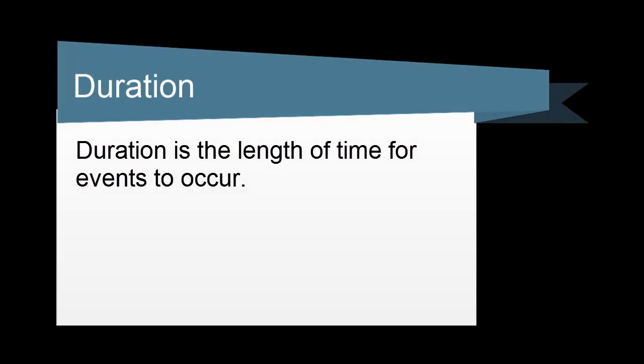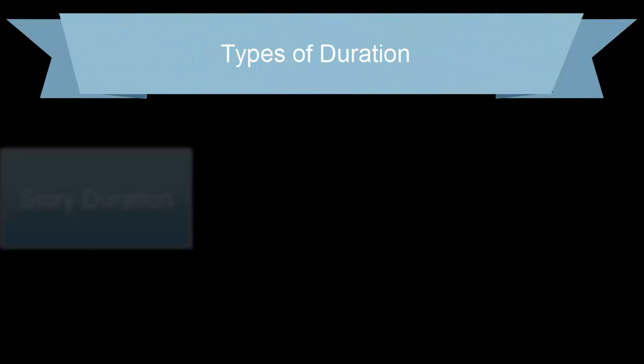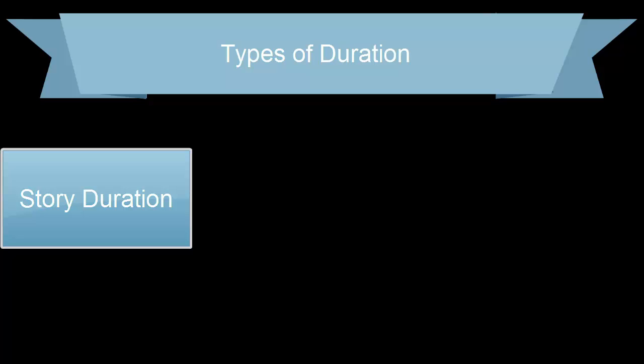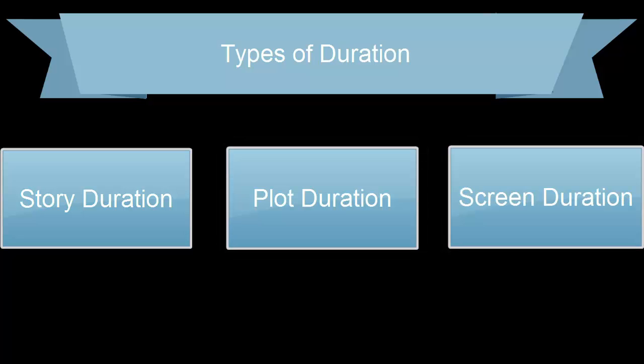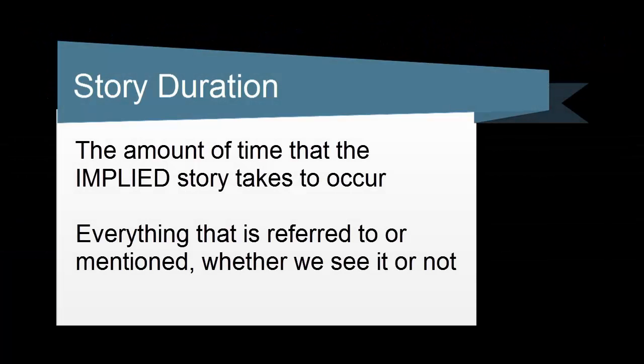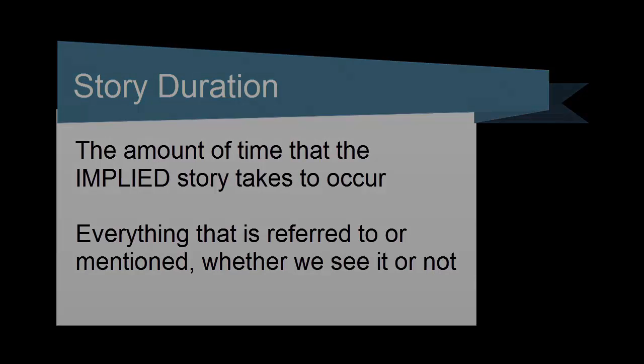Duration is the length of time for events to occur. When watching movies, we need to be aware of three different types of duration: story duration, plot duration, and screen duration. Story duration involves the amount of time that the implied story takes to occur. That means everything that is referred to or mentioned in the film, whether we see it or not, all dictates the length or the breadth of time involved with the story.